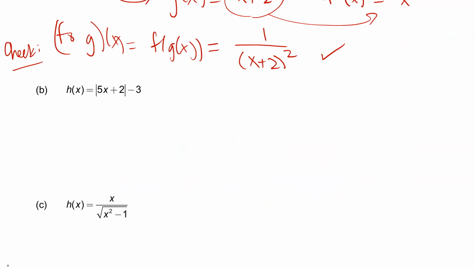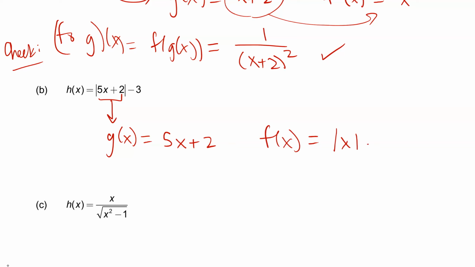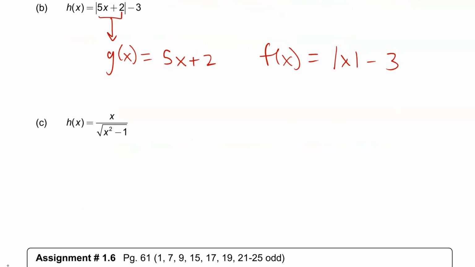Okay, so pause the video, give it a nice shot, and you see, okay, whatever the inner one is, that's what I'm going to have g of x be equal to. So g of x is 5x plus 2. That leaves me f of x being absolute value of x minus 3. This last one is a tiny bit harder.